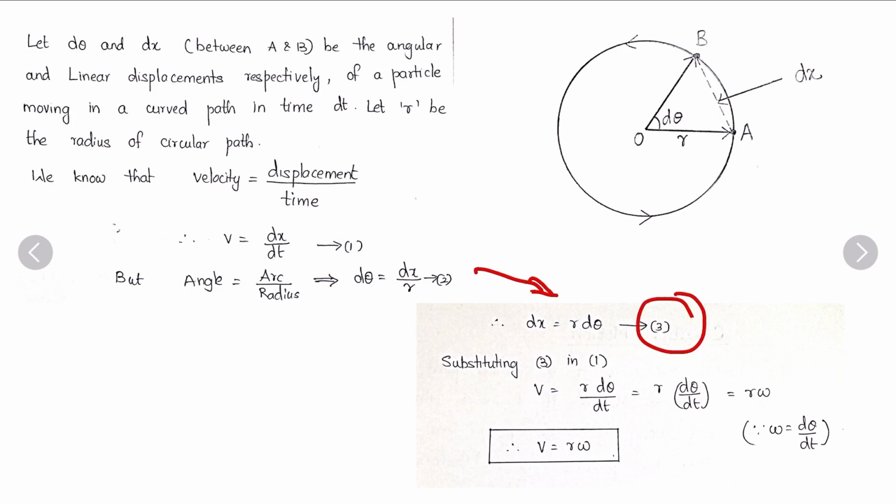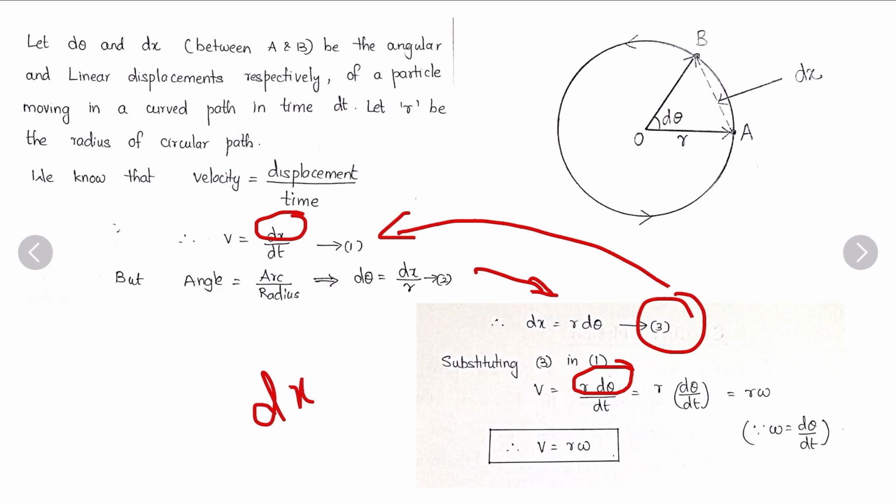Substituting this equation 3 in equation 1, we get V is equal to r, and then dx means r d theta. So in place of dx, we are writing r d theta according to equation 3, divided by dt.